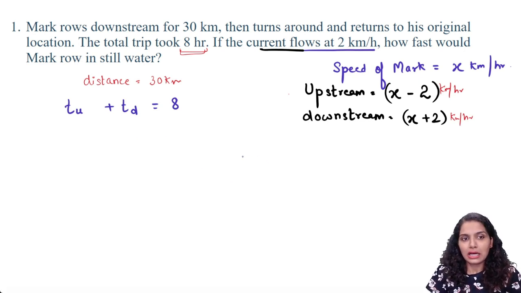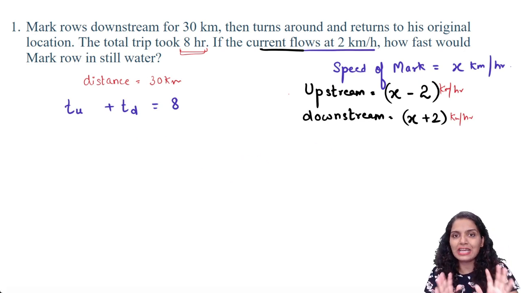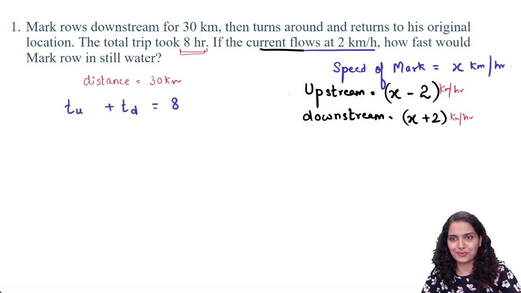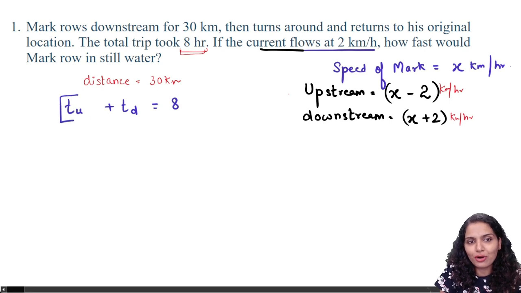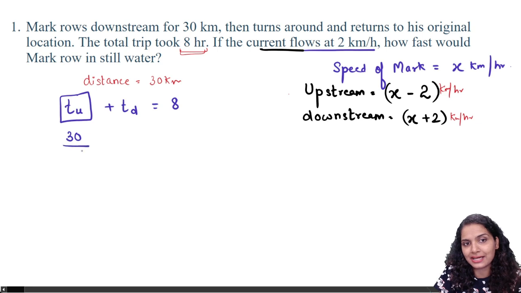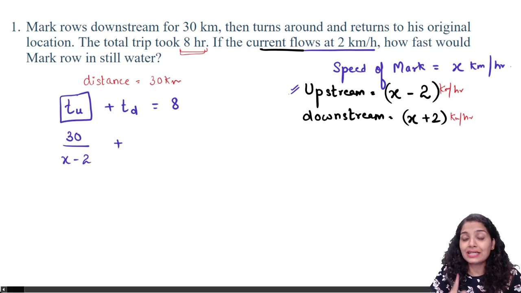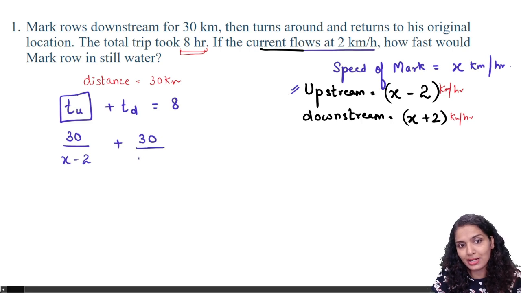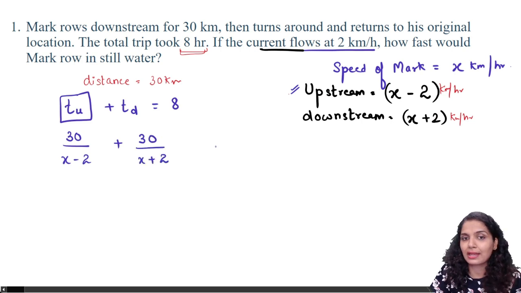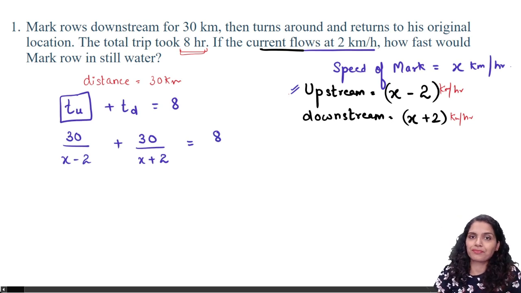As we know, time is equal to distance upon speed. You know distance, you know speed. Let's go for it. So the time for the upstream will be what? Correct. Distance, that is 30, upon the speed of the upstream, x minus 2. The time for the downstream will be 30 upon x plus 2, right? Which is equal to the total time, which is 8 hours.